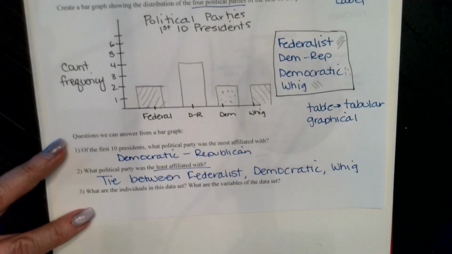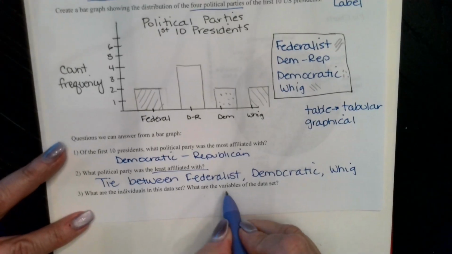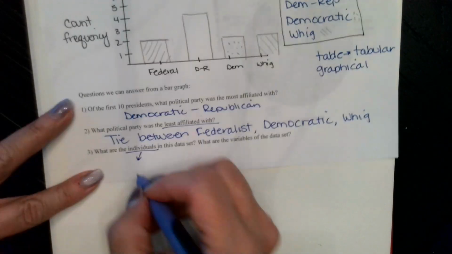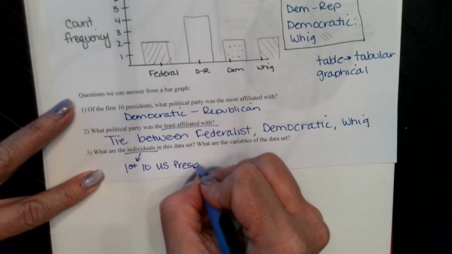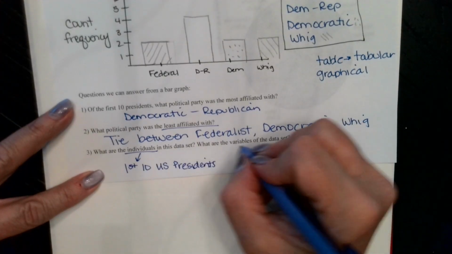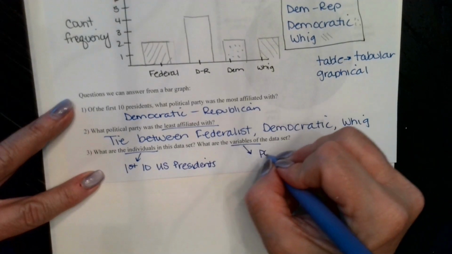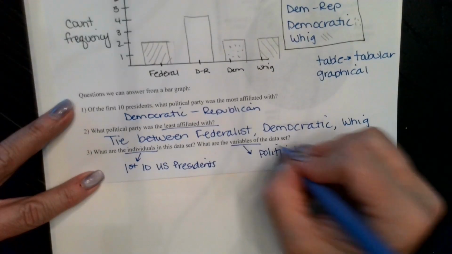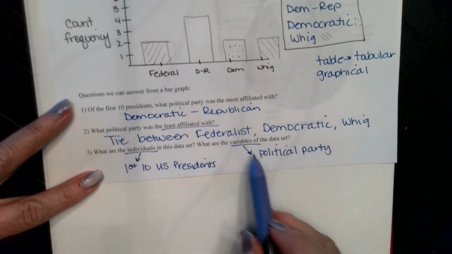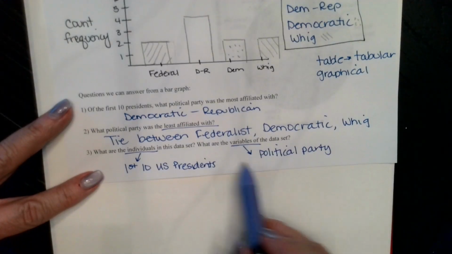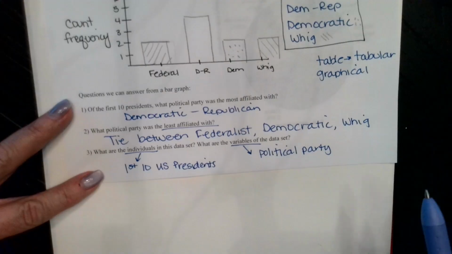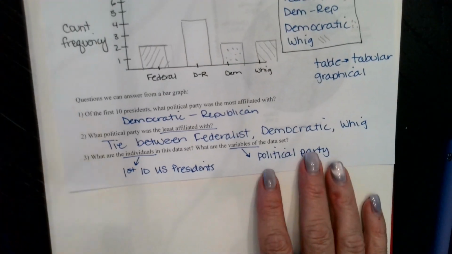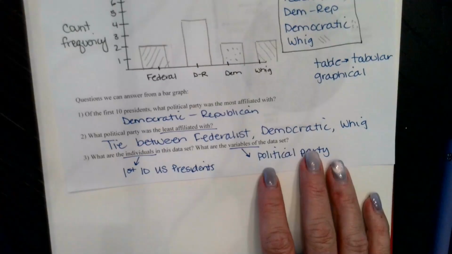And then it says here, what are the individuals in this data set and what are the variables in the data set? So the individuals are going to be our first 10 U.S. presidents. And the variables here are going to be the political party. Now, in the table, we had another variable, right? We had the variable which was birth state. But here, what are the variables of this data set? Well, the variables here are just the political parties. Okay? So this is one way that we can represent our data, categorical data, is with a bar graph.